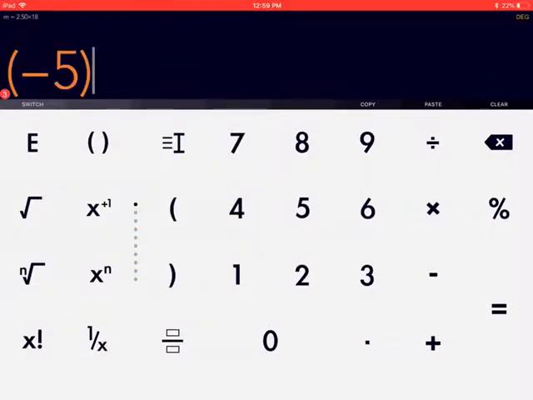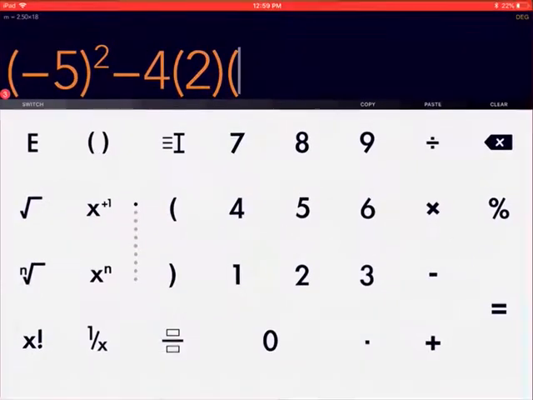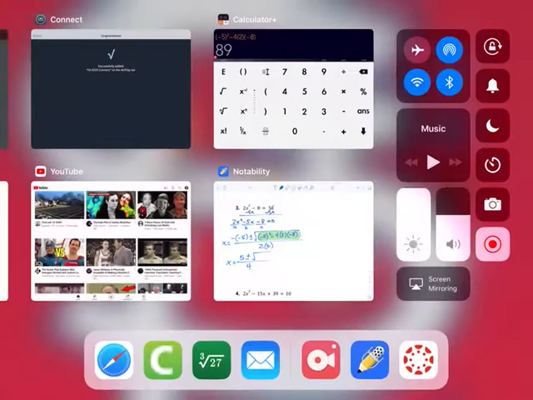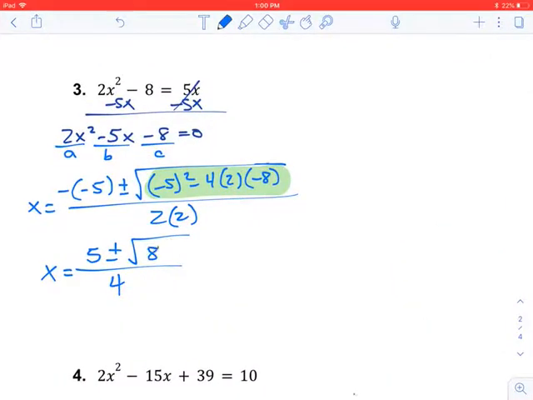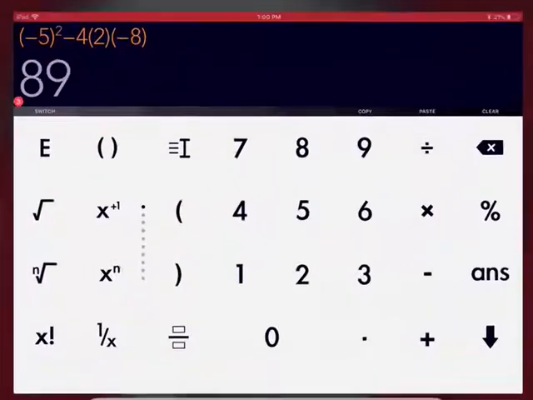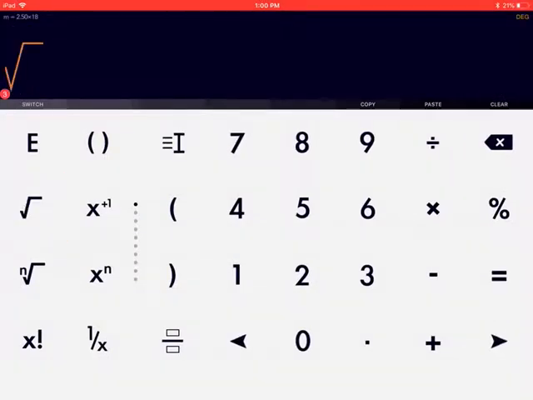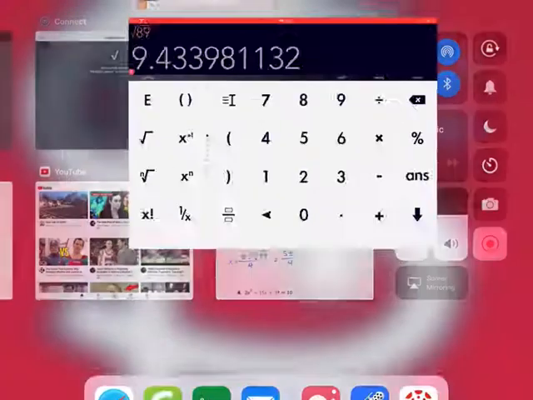Parentheses, negative 5 squared minus 4 times a, which is 2, c, which is negative, negative 8. And we get 89. So when I take the square root of 89, that's not a very nice number. That's okay. Doesn't always have to be a nice number. So we're going to take 89, square root of 89. That's 9.4.